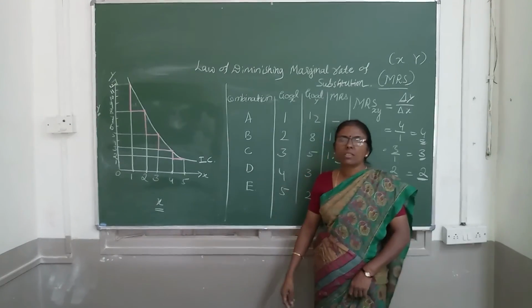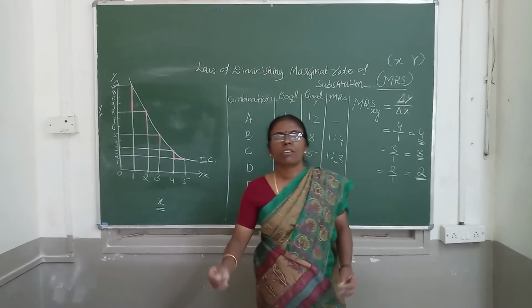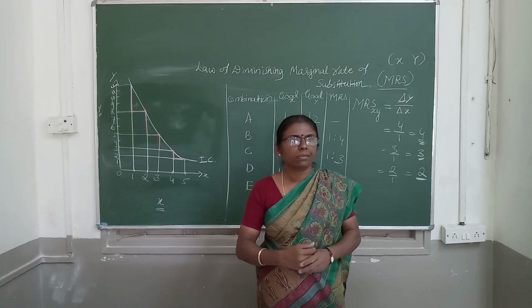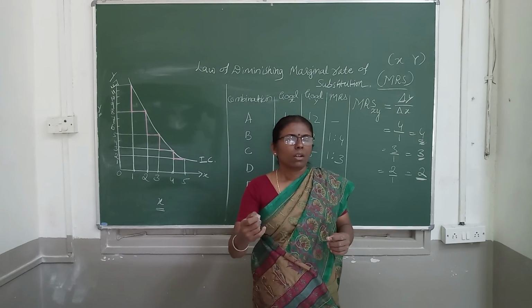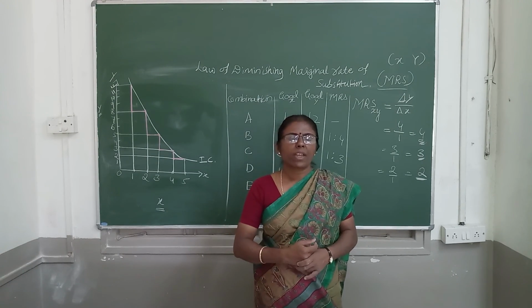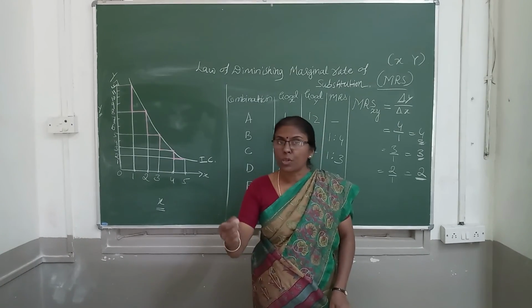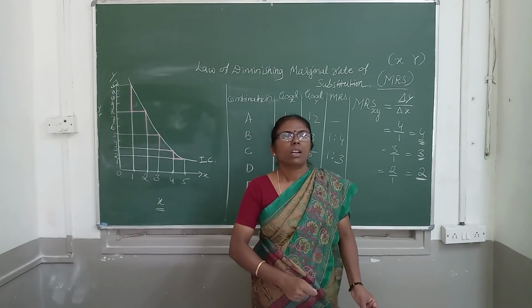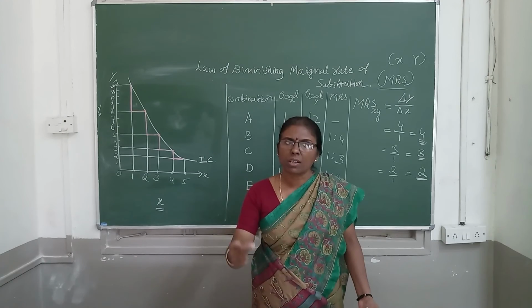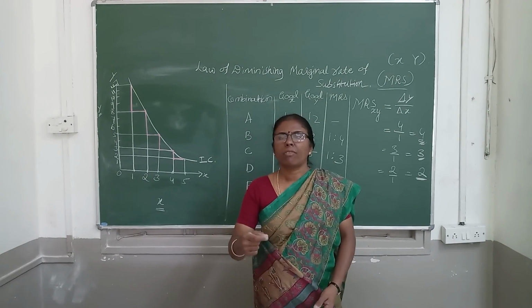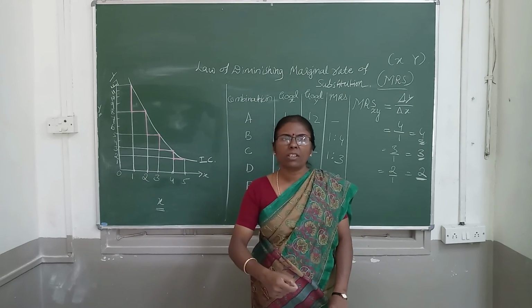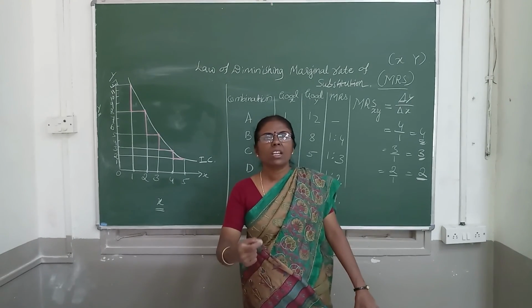My dear students, this is about the indifference map and monotonic preference, and how the marginal rate of substitution is calculated, and why the slope of the curve is like this, and why the ratio is falling. So this is very important.